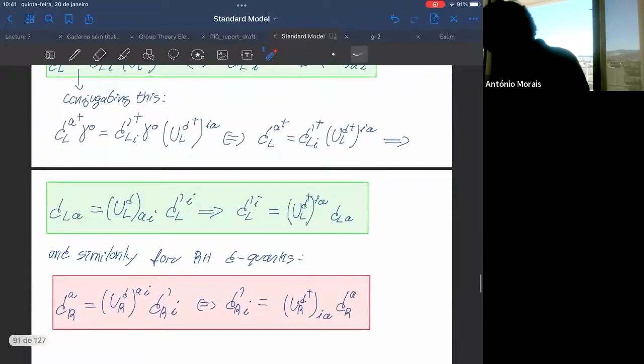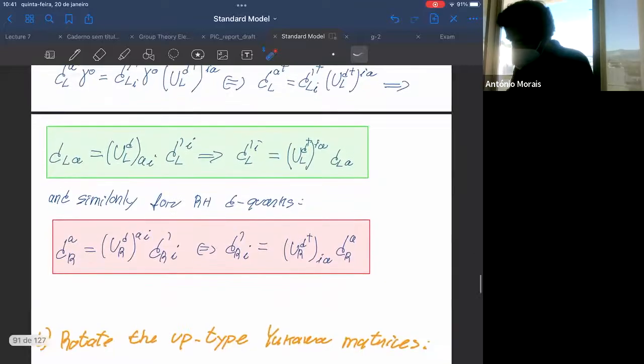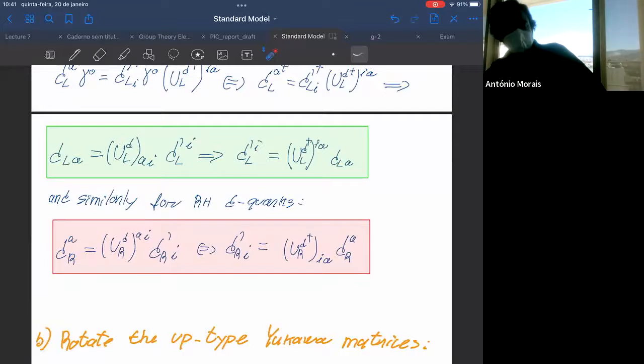Good, conjugation, there we go. Yeah, of course, and similarly for the right-handed quarks, you can do the same story and obtain these conditions. Now, we have done a rotation in the down sector, and we are going to do the rotation in the up sector. And of course, as you may agree, these are two independent rotations.